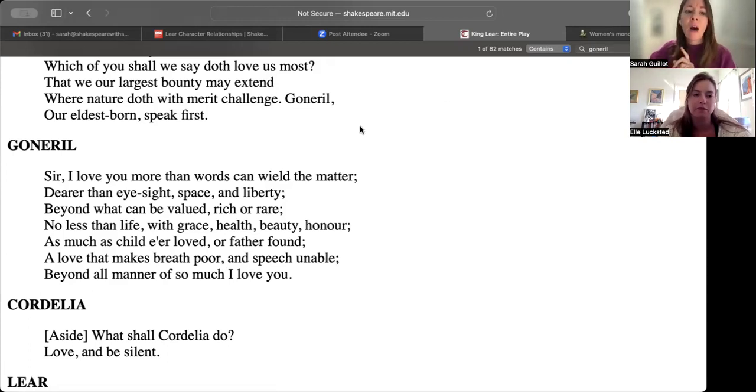Okay. Goneril, our eldest born, speak first. Sir, I love you more than words can wield the matter, dearer than eyesight, space, and liberty, beyond what can be valued, rich or rare, no less than life with grace, health, beauty, honor, as much as child e'er loved, or father found, a love that makes breath poor and speech unable, beyond all manner of so much, I love you.